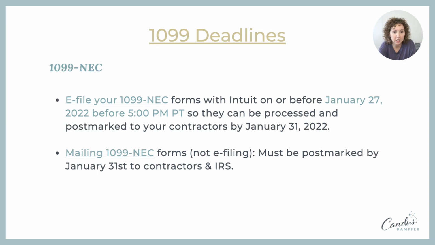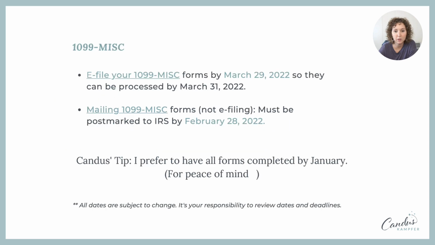So these are the deadlines you need to know. If you're going to e-file your forms, with Intuit, there is a cost. You just need to make sure you do it by January 27th so they have time to process it. Okay, so then get it to your contractors or whomever it's going to by January 31st. If you're going to mail the forms, like you're going to go to Office Depot or you're going to order them somewhere and then print them and put them in the mail, you just want to make sure you do a postmark by January 31st to both who's going to get it and to the IRS.